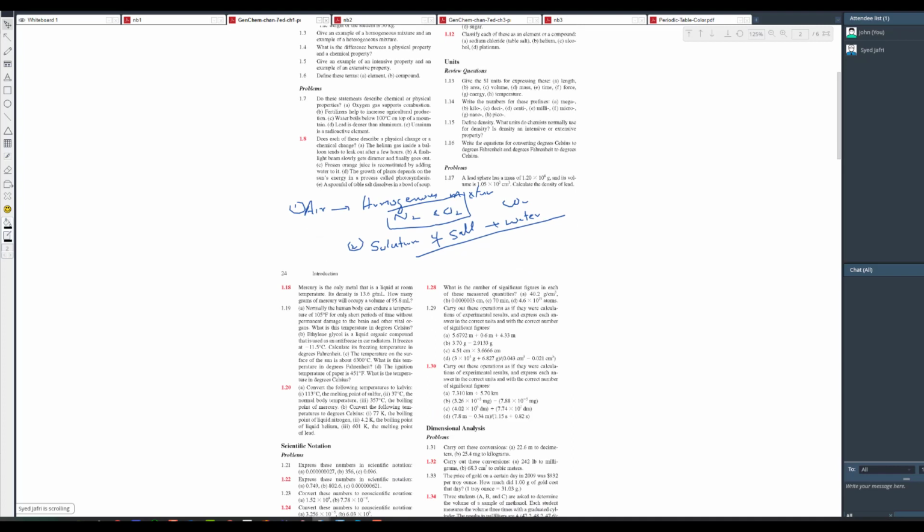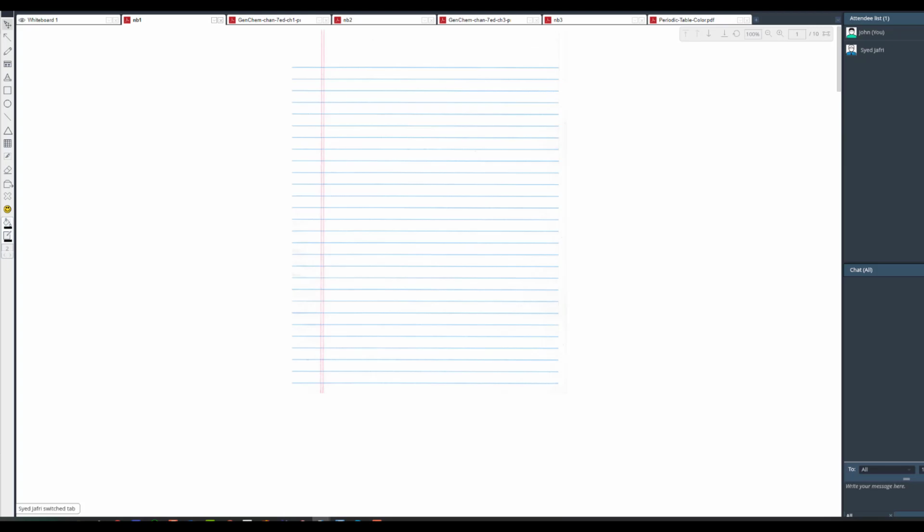Now, what is the difference between homogeneous and heterogeneous mixture? Homogeneous would be consistent all throughout, whereas a heterogeneous mixture would be inconsistent, and we could think of a chocolate chip cookie. Maybe one bite has like three chips. Yes, you're right, 100% you're right.